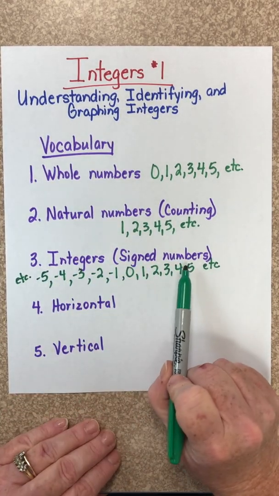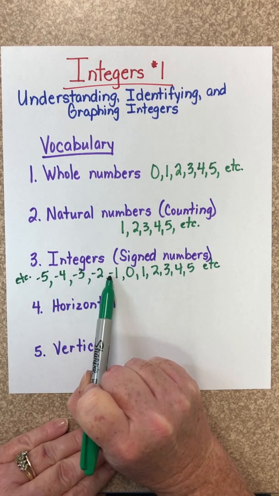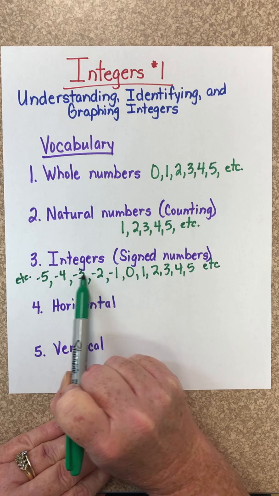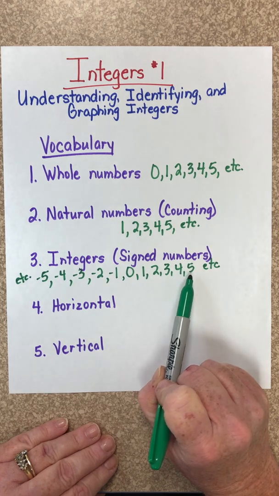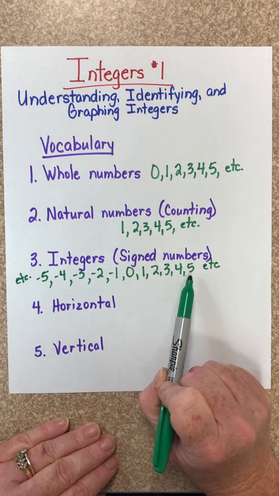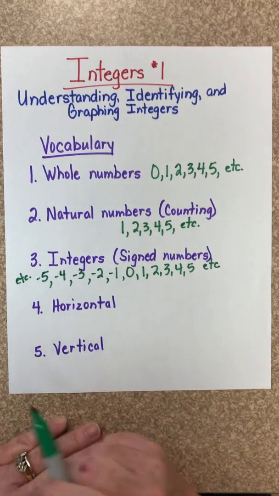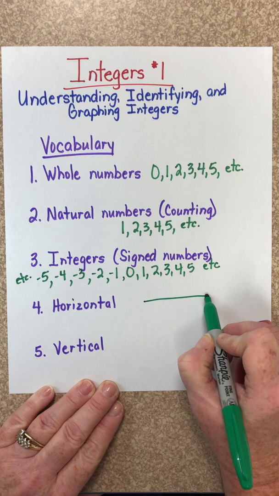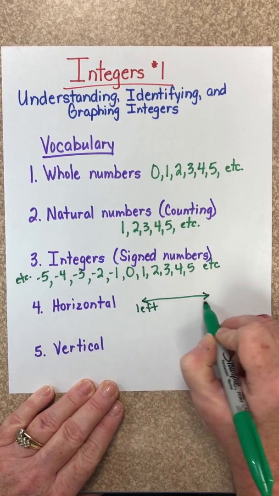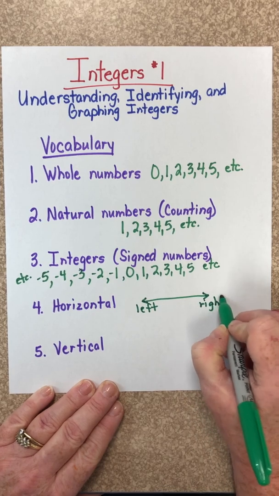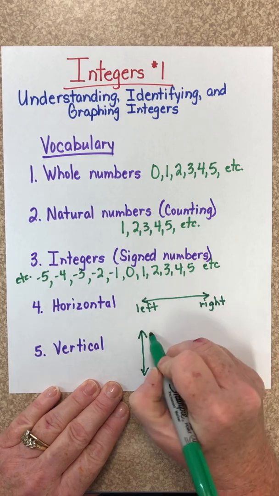So notice when I say signed numbers, negative numbers have to have that negative or minus sign in front of the number. Positive numbers do not have to have a positive sign in front unless otherwise indicated, and I'll show you what I mean by that in just a few moments. Horizontal just means that we're going left to right. And vertical is up and down.